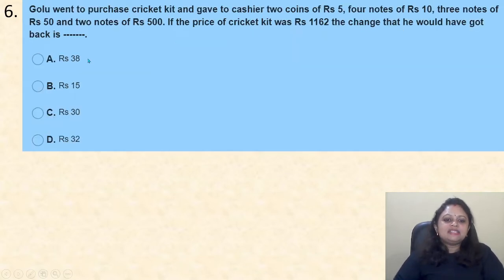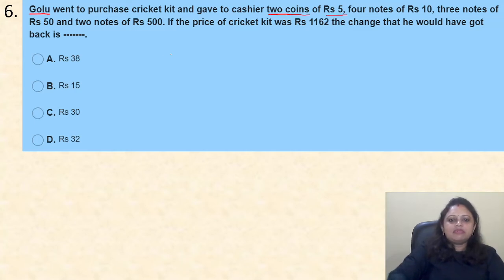Golu went to purchase a cricket kit and gave the cashier 2 coins of rupees 5, 4 notes of rupees 10, 3 notes of rupees 50 and 2 notes of rupees 500. If the price of the cricket kit was rupees 1162, the change that he would have got back is option A rupees 38, B rupees 15, C rupees 30, D rupees 32.